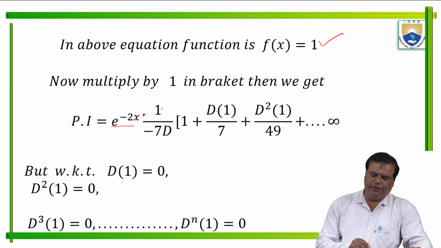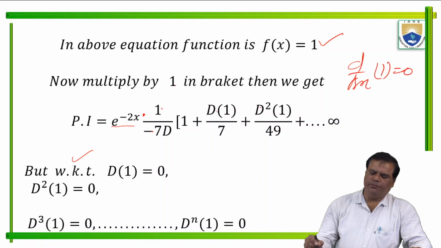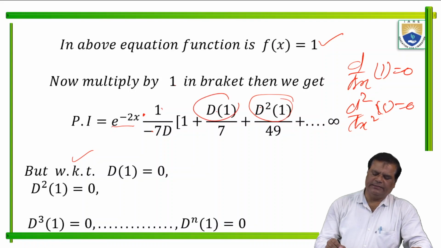So now here we know that differential dy by dx of 1 is 0, d2 by dx square of 1 is 0. So here these results are 0. So we are writing here only 1.